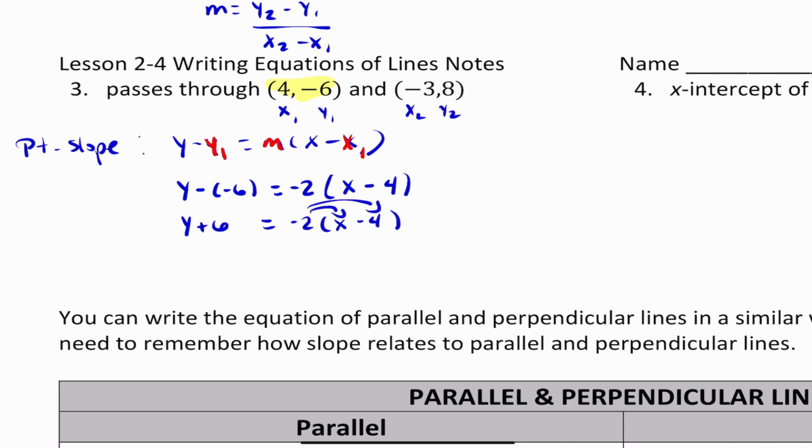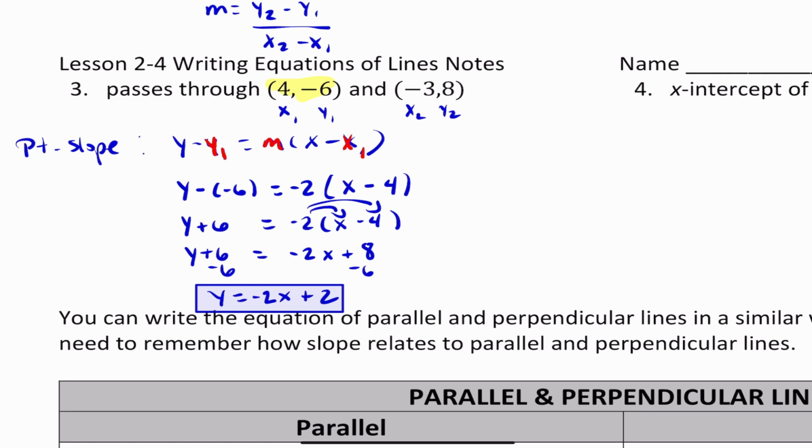And I see a number. That -2 is in front of the parentheses, so that means I'm going to have to use the distributive property there. So y plus 6 is equal to -2x plus 8, minus the 6 on both sides. So y equals -2x plus 2. That's your answer. Okay?